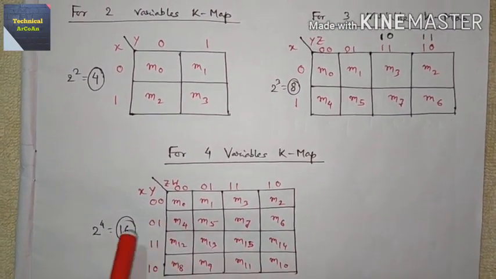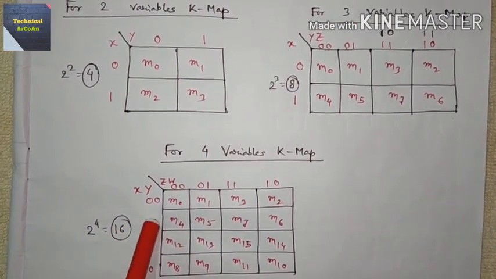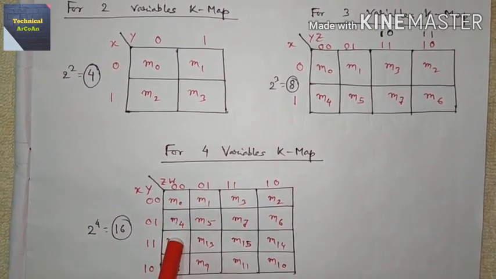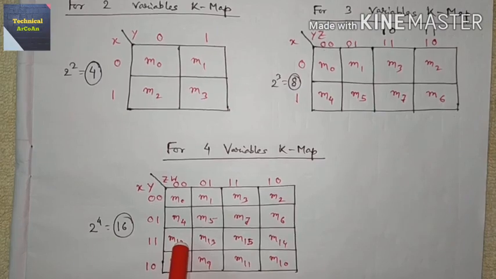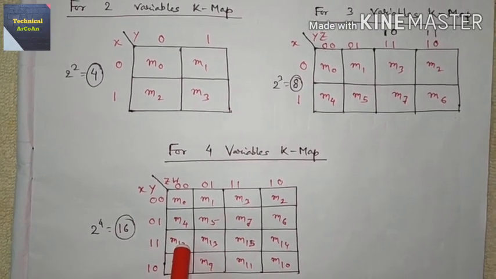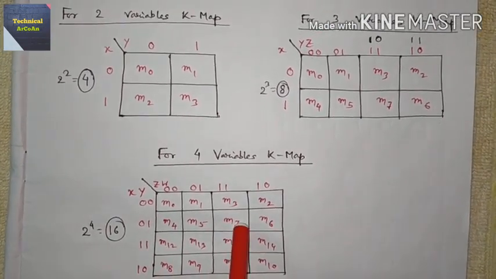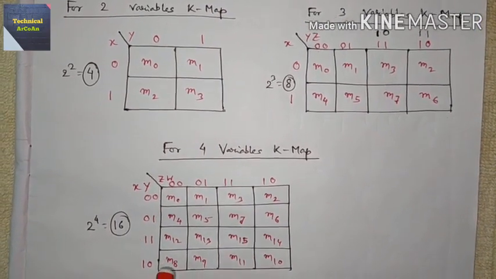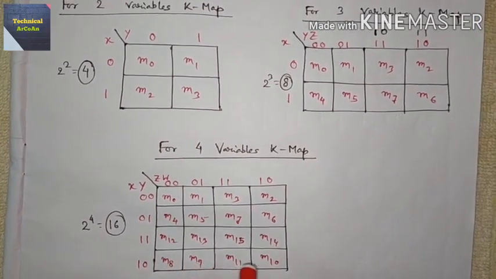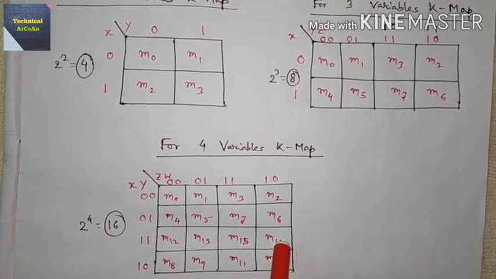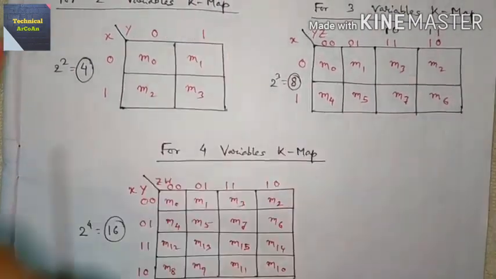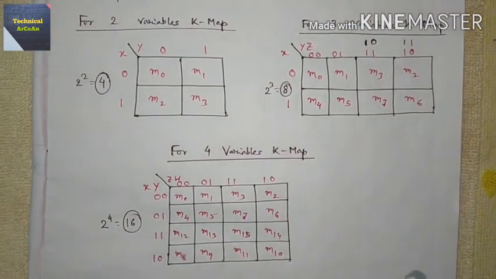Why? Because 0 changed to 1, but 1 remains the same. Means between these two rows also the bit change is only 1. Means a single bit should be changed, not more than 1 bit change. That's why after M7, M8 position will be this position. So M8, M9, M10, M11 and M12, M13, M14 and M15. So in the same manner, the Maxterm is also described.